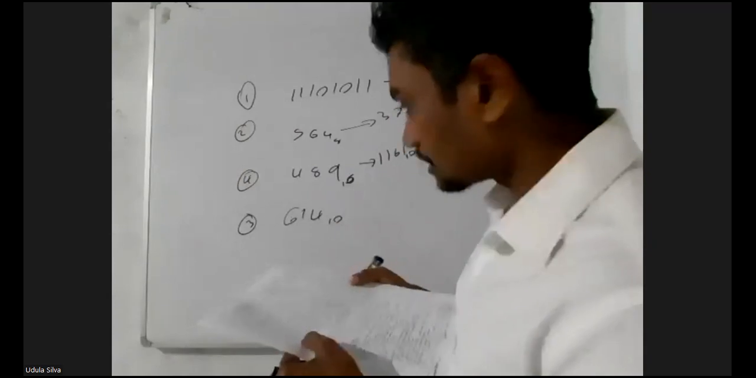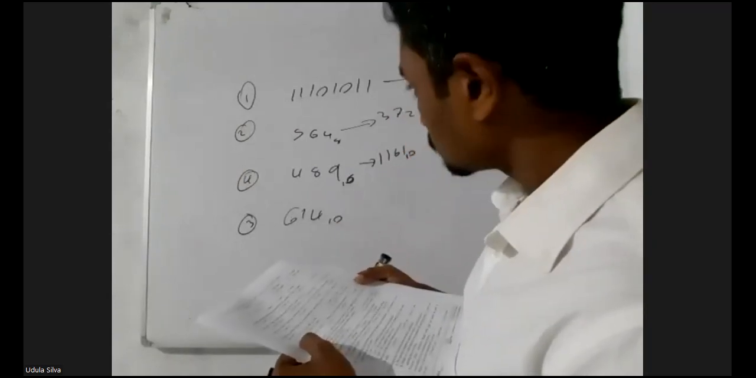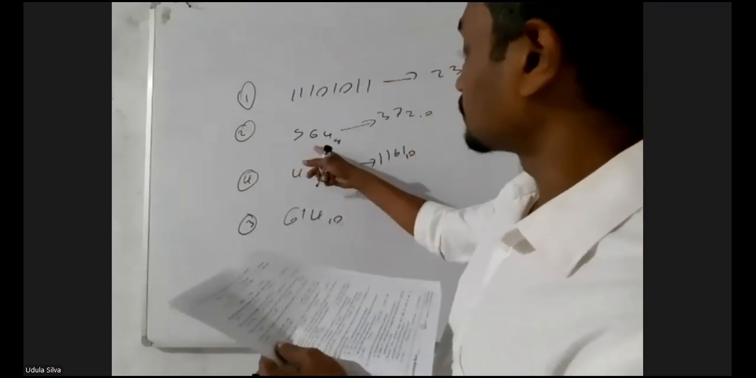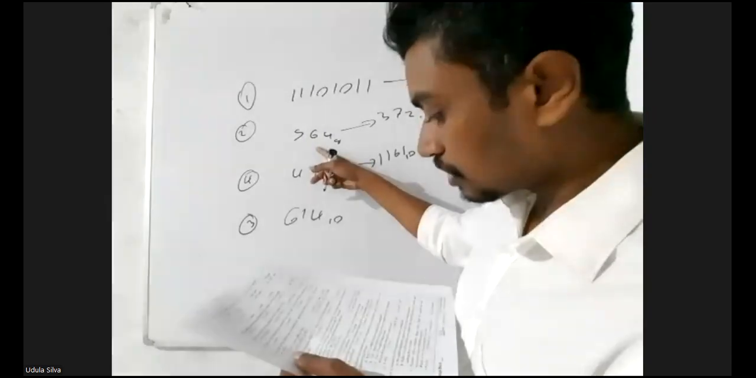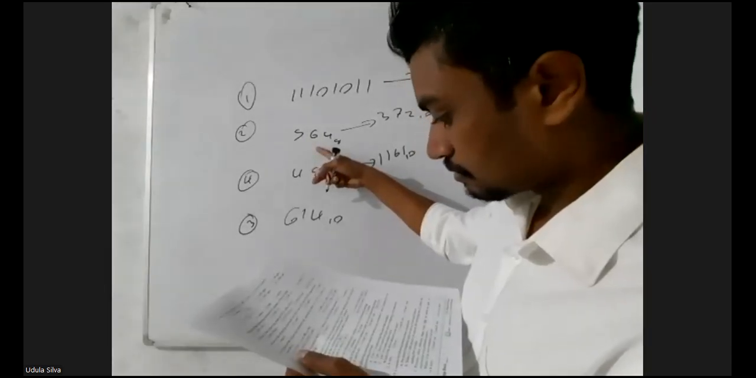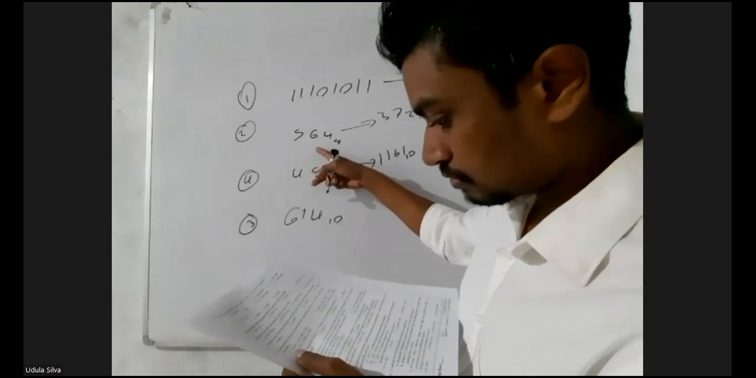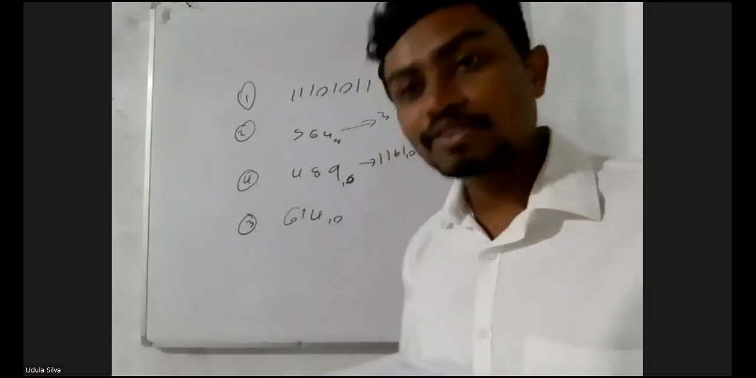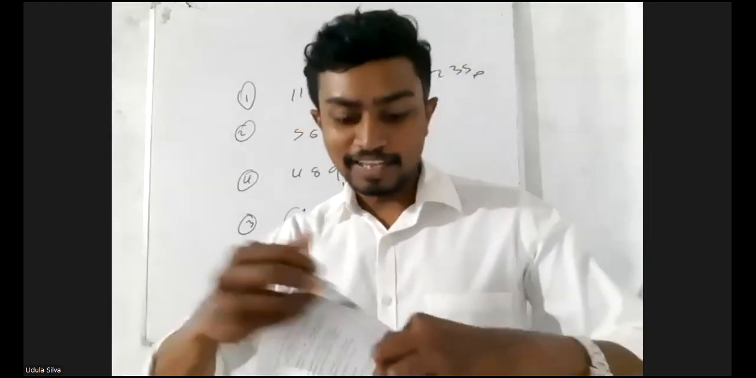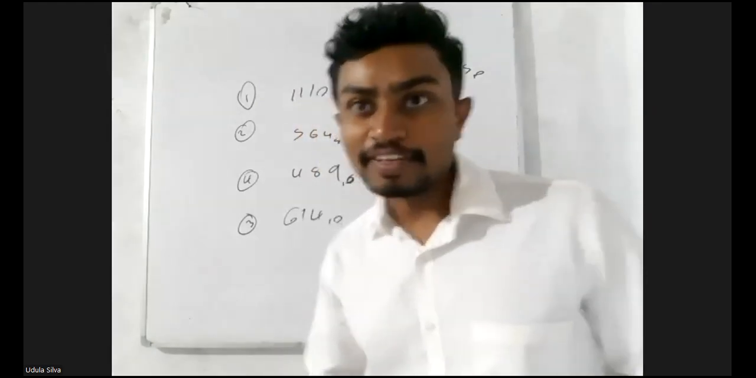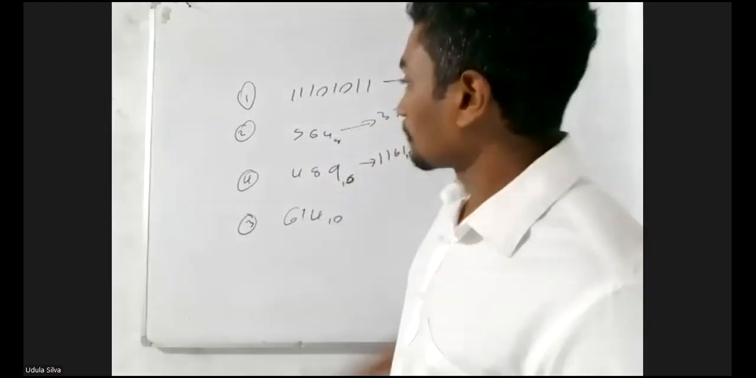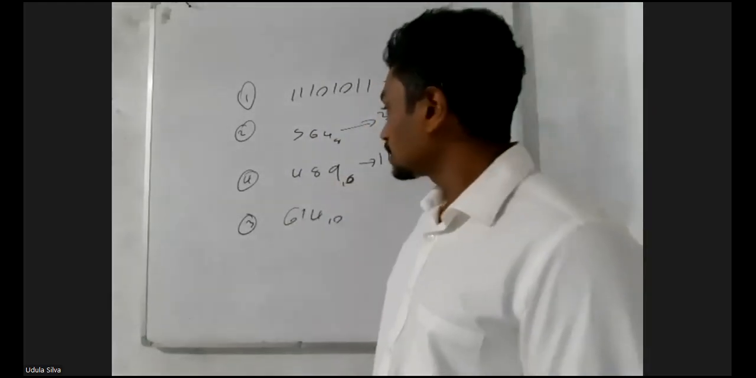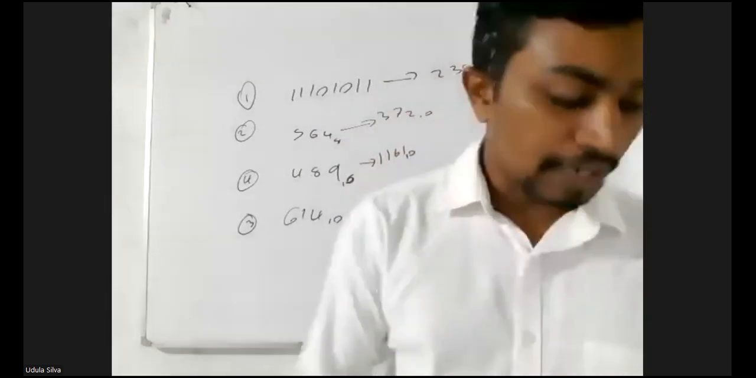We don't seem to have an answer. It must be the second one. 564 is not given as the second one in any other answer. So we do not have an answer for this. Anyway, the answer should be the binary first, then the octal one second, decimal third, and the fourth should be this hexadecimal value, right?